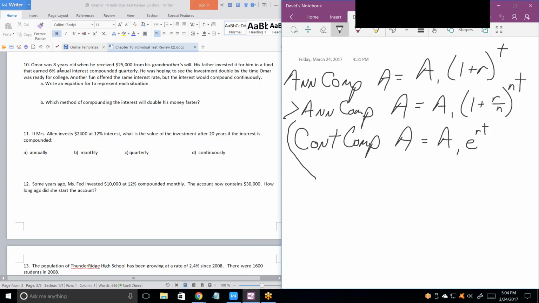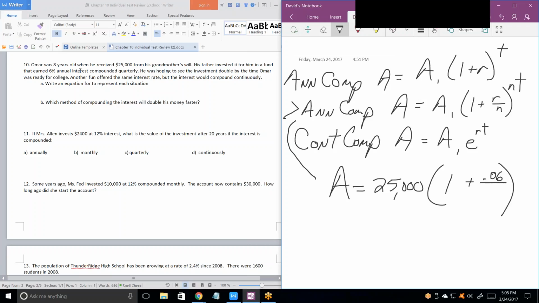A sub 1 we know is 25,000. R is the interest rate, 6%. Only you have to write it as 0.06. In other words, you almost never want to put a percentage in an equation. You want to convert it to a decimal. Okay? So the specific equation for this is 25,000 times 1 plus R is 0.06. What is N?